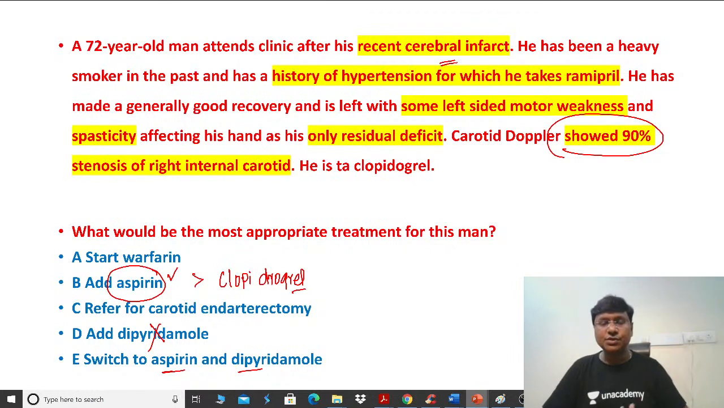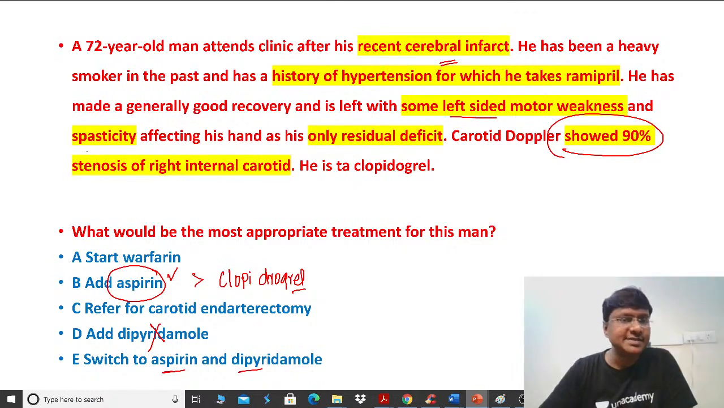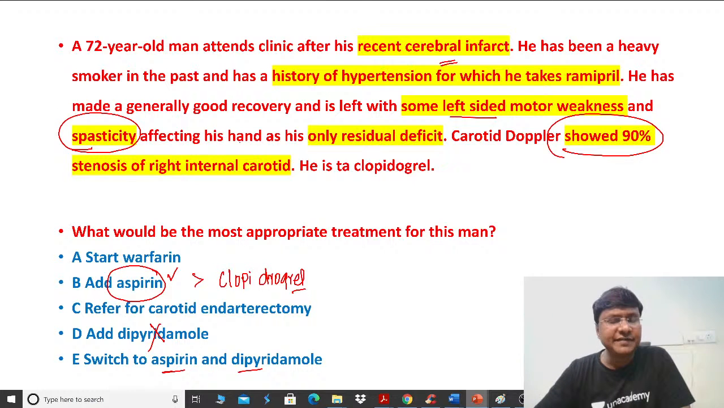Now, I just want to ask you some quick questions related to the presentation of the patient. See, he has made a good recovery and is left with some left-sided motor weakness and spasticity affecting his hand as his only residual deficit.